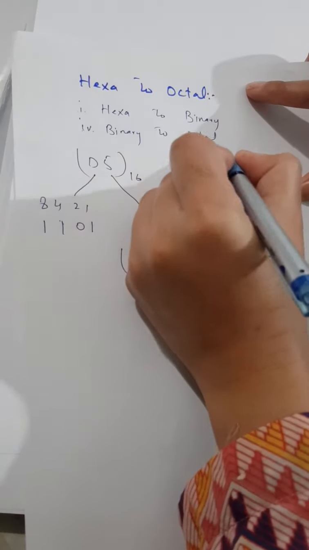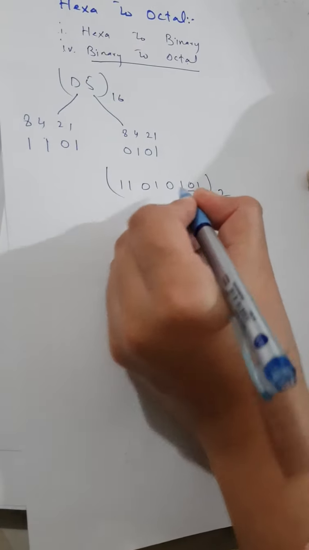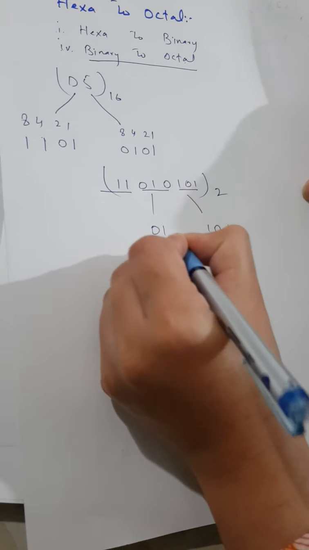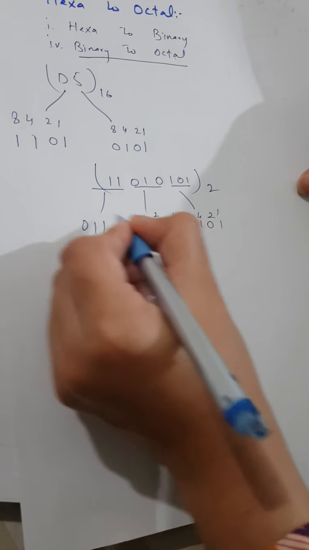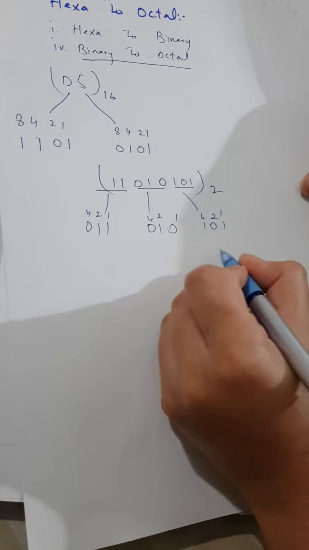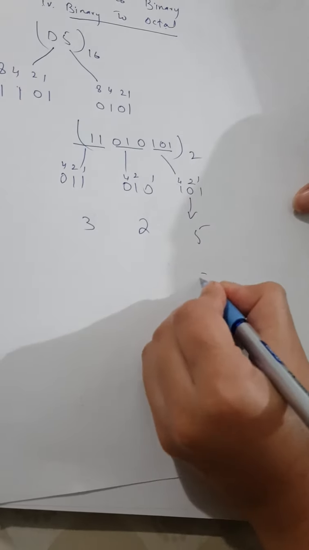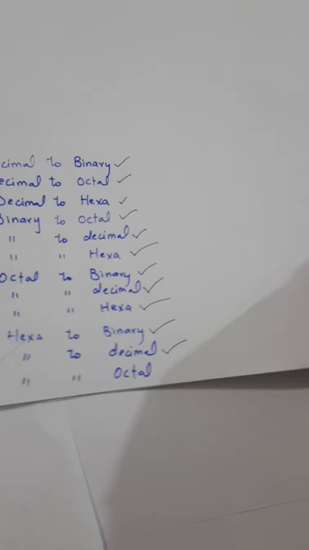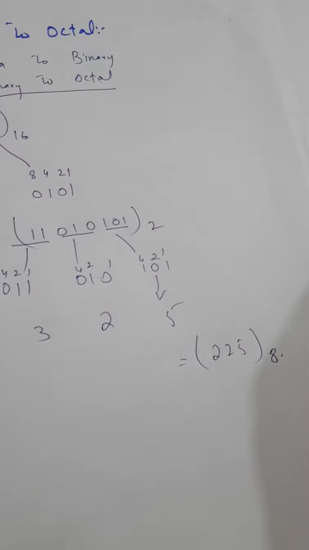First we made the binary, then we need binary to octal. How many bits do we need for octal? 3, so we'll make combinations of 3 bits. This will be 1, 0, 1, 0, 1, 0, 0, 1, 1. With 1, 2, 4 for each group: this number is 5, this number is 2, and this is 3. So the number will become 3, 2, 5, base 8. So the last one was hexa to octal, and this is the hexa to octal conversion.